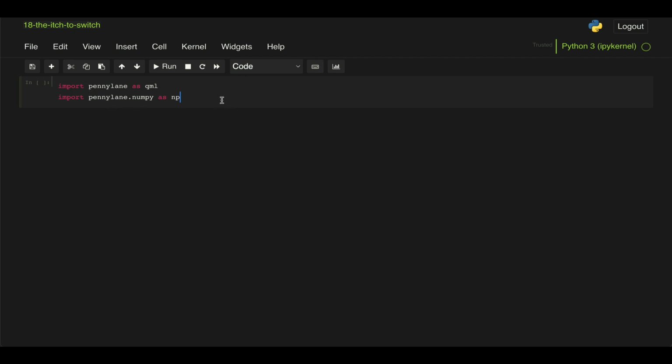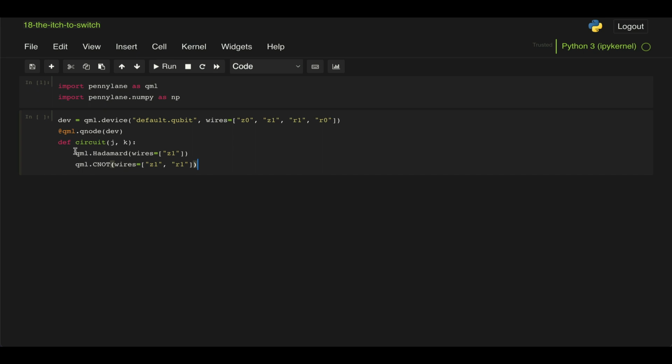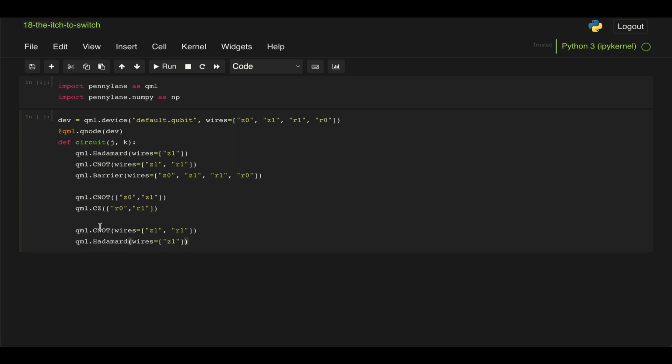So as always, we import PennyLane as qml and then NumPy. And then we're just going to create a QNode with the wires of interest. So Zenda's wires and Reese's wires. And then we generate that Bell pair between the two of them. Then we apply that CNOT gate between Zenda's qubits and that controlled-Z gate between Reese's qubits. And then we do the reverse operation of generating the Bell pair.